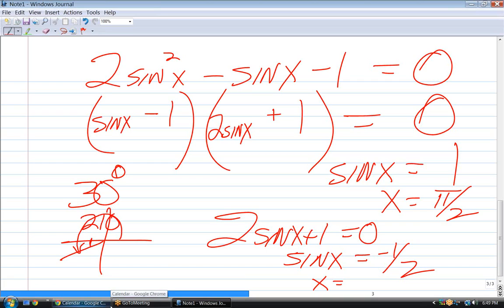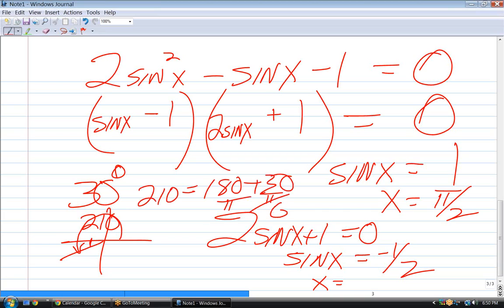But it wants it in radians. Okay. Well, 210 is 180 plus 30. 180 is pi, 30 is pi over 6. Add those two together, you get 7 pi over 6. So 7 pi over 6 is the 3rd quadrant angle. Now we're looking for a 4th quadrant angle where this is 30 degrees.